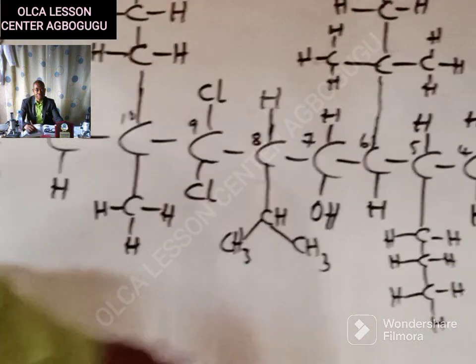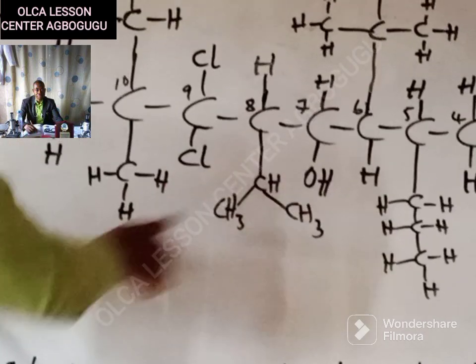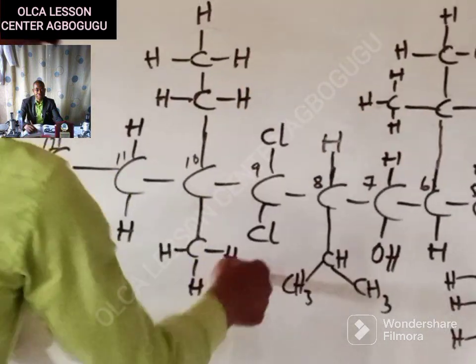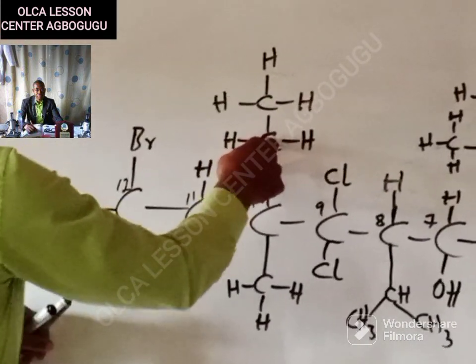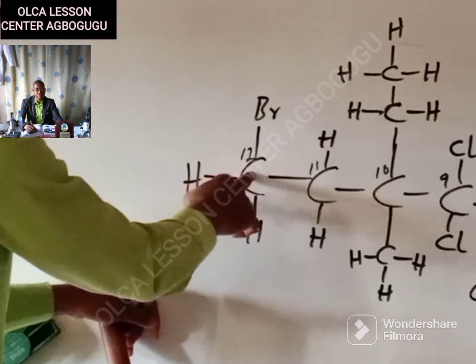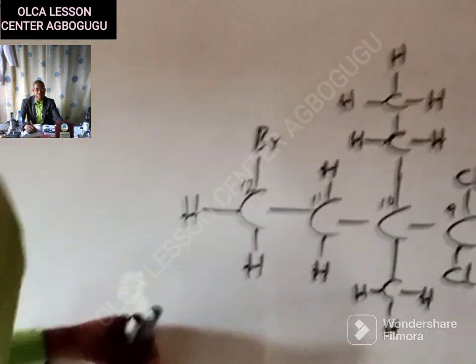At carbon number 8 we have isopropyl. At carbon number 9 we have double chloride. At carbon number 10 we have two substituents, ethyl and methyl. Then the last substituent is the one at carbon number 12, which is bromine.